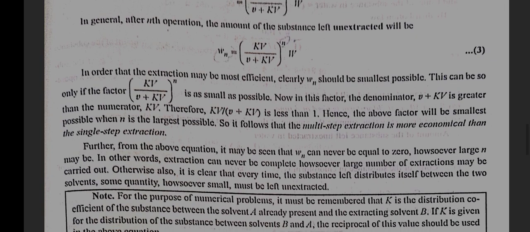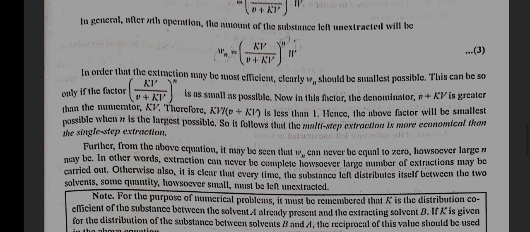Then in general, after nth operation, the amount of the substance left unextracted will be Wn is equal to (Kv divided by (V plus Kv)) raised to power n into W. In order for the extraction to be most efficient, clearly Wn should be smallest possible. This can be so if the factor is as small as possible.